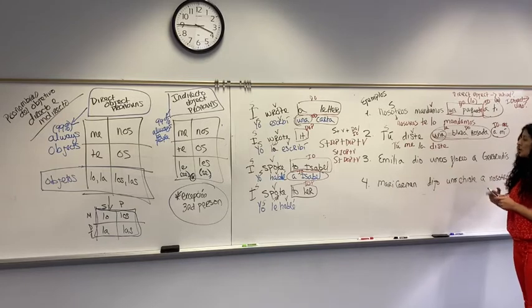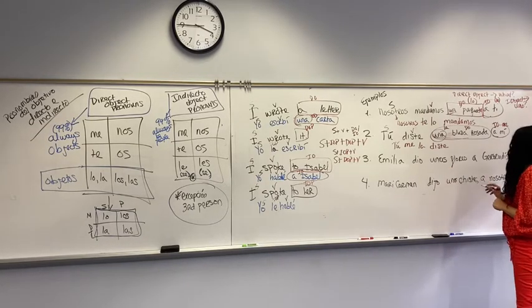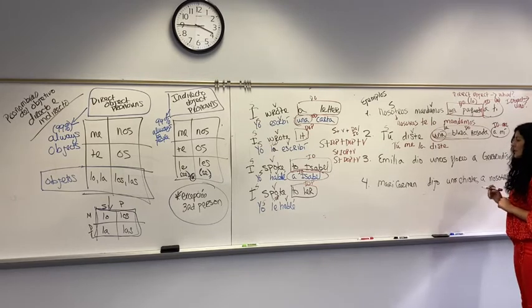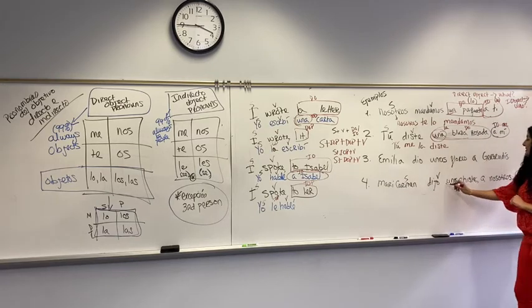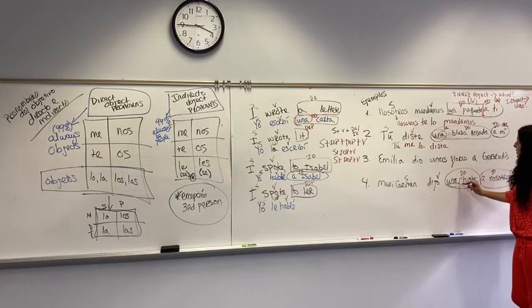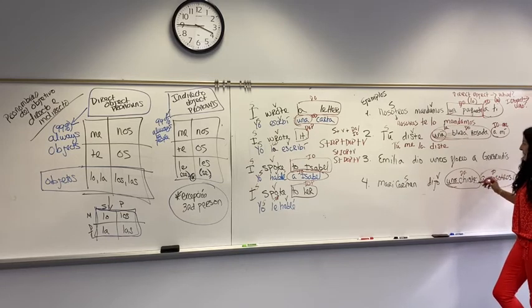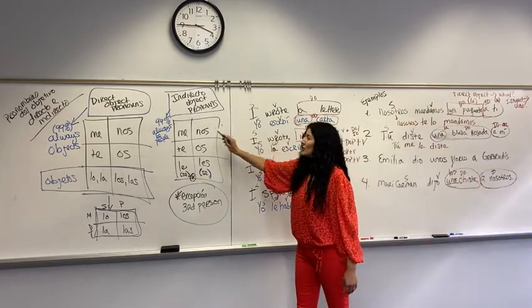Let's go to 4 and then we'll go to 3. Mari Carmen dijo unos chistes a nosotros. So here we have our subject, Mari Carmen. Dijo is the verb, right? What did she say? Unos chistes. So that's our direct object right there. And well, who did she say them to? She said them to a nosotros, right? And we know by unos that it's plural and it's masculine. So we know that we're going to use the word los. We know a nosotros, right, is going to be nos, right?